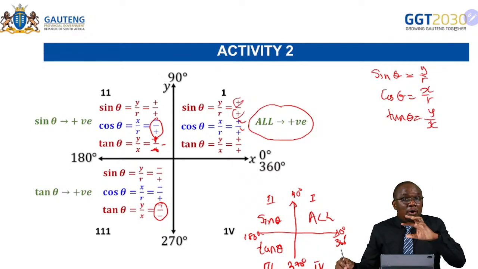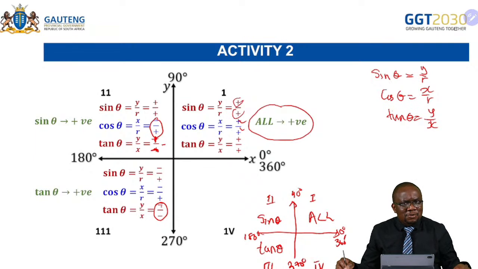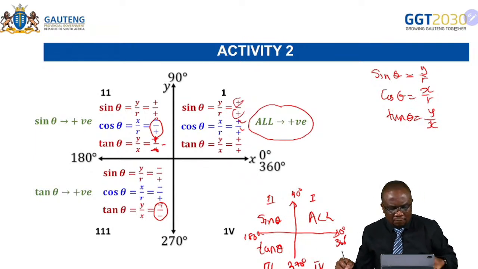So quadrant 1, all the trig ratios are positive. Quadrant 2, it is only sine theta. Quadrant 3, it is tan theta. And then quadrant 4, it is what? What do you think? It's going to be cos theta. You're right. Cos theta is going to be positive in quadrant 4.